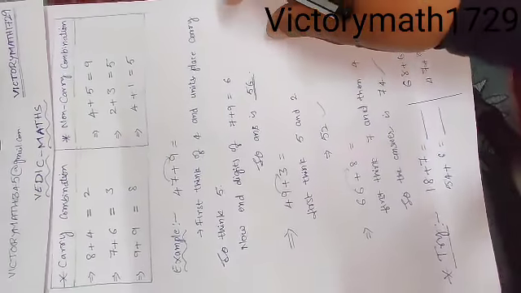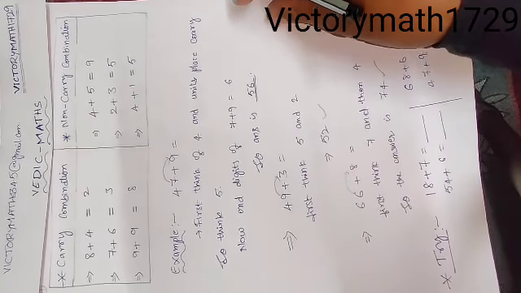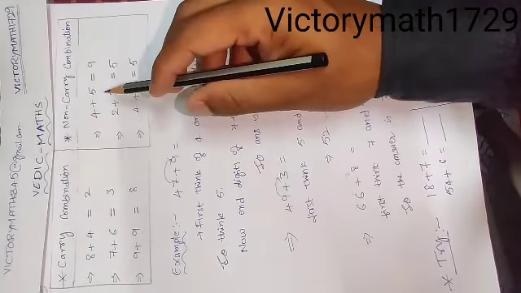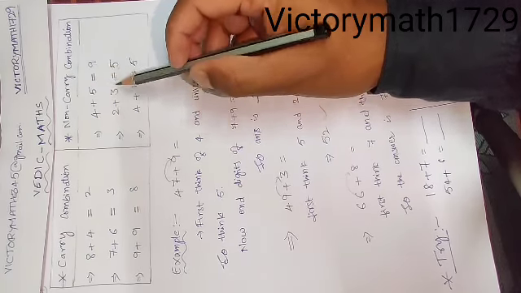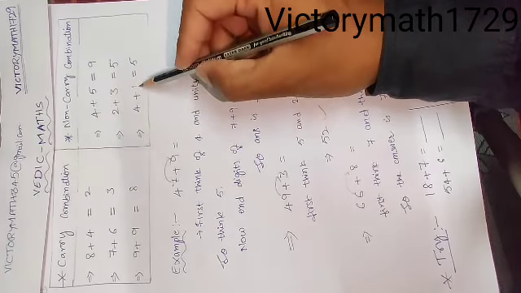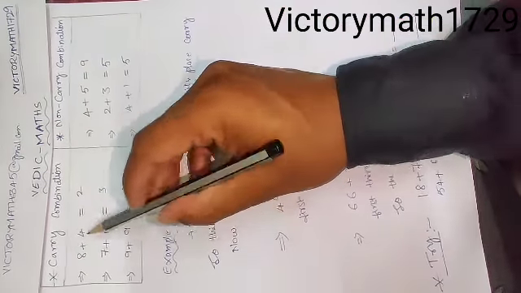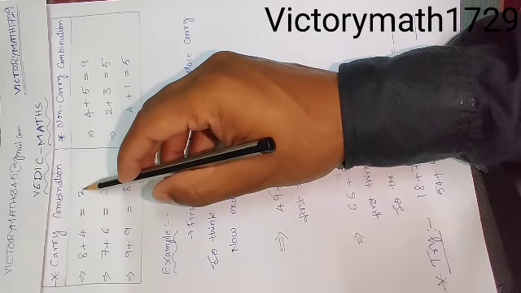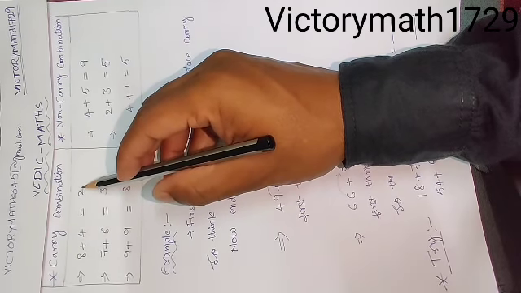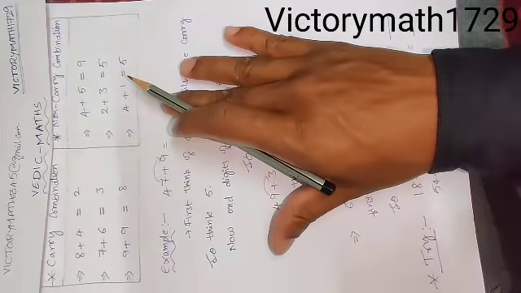Now come to the next concept, that is carry combination and non-carry combination. Here in general we say 4 plus 5 is 9, 2 plus 3 is 5, 4 plus 1 is 5. But coming to a carry combination, 8 plus 4 gives 12, but we need to say only the single digit, the units place, 2. 7 plus 6 is 3, 9 plus 9 is 8.